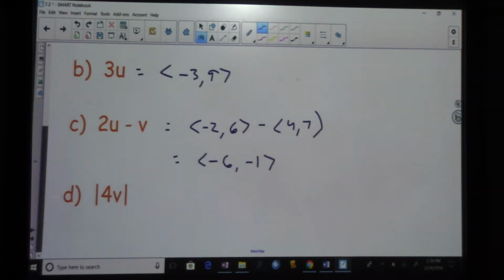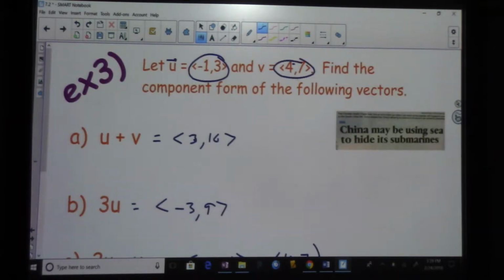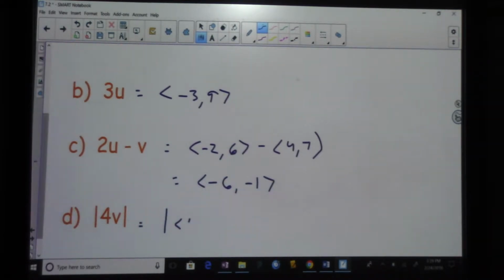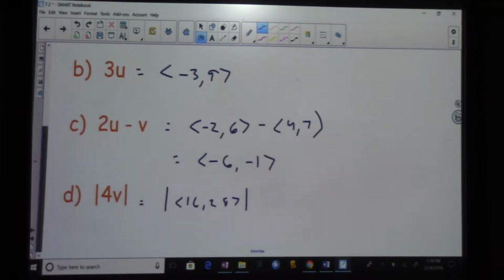Last one, I want the magnitude of vector 4V. So let's first find 4V. Okay, so multiply by 4. I'll get 16 and 28. Now we need to find the magnitude of that. So square root of 16 squared plus 28 squared.